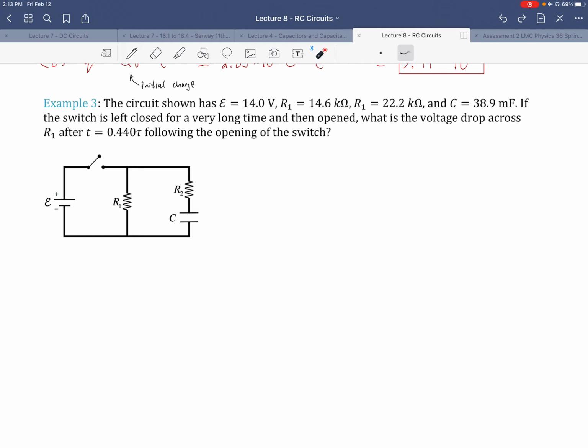If the switch is left closed for a very long time and then opened, what is the voltage drop across R1 after 0.44, not seconds, but 0.44 tau? What do I mean by that?